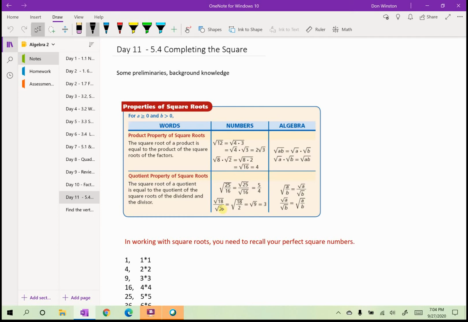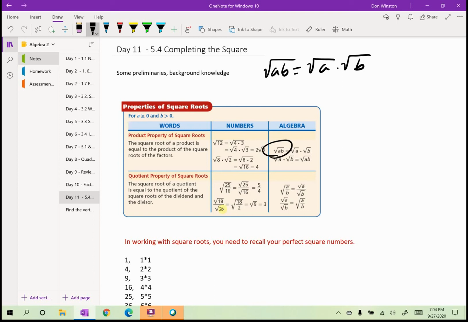The first thing that we need to do very well when we complete the square is work with square roots. So let's recall properties of square roots. We say that the square root of a times b is equal to the square root of a times the square root of b. And that will be very important when we have to simplify radicals or square roots.